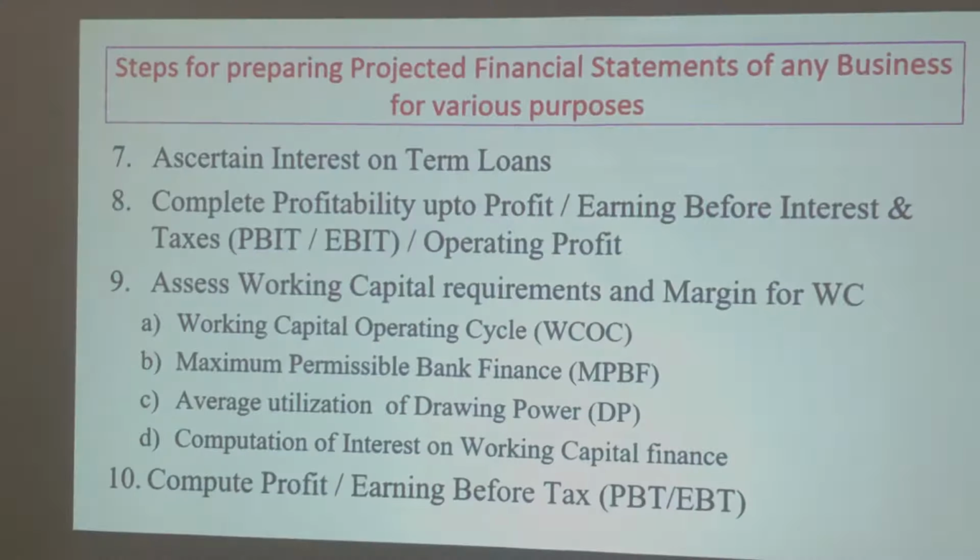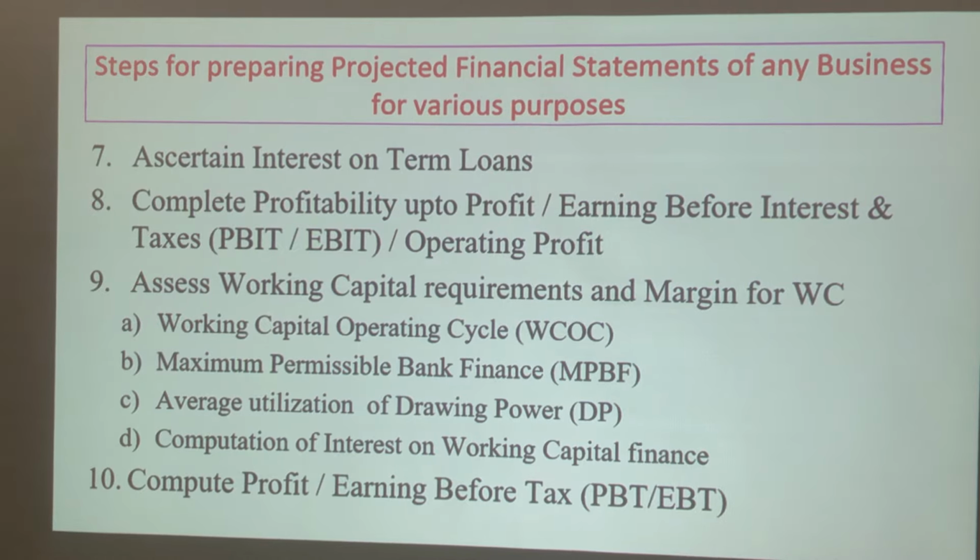So for ascertaining the working capital requirement and margin for working capital, what you will need to understand is the working capital operating cycle, maximum permissible bank finance, average utilization of drawing power, and computation of interest on working capital finance, and that is what you would do at step number 9. And then of course you come to step number 10, and that is you compute your profit earning before tax. So PBT or EBT, you call it PBT or you call it EBT, both mean the same thing. PBT would mean profit before tax, EBT would mean earning before tax, but ultimately the figure is the same.